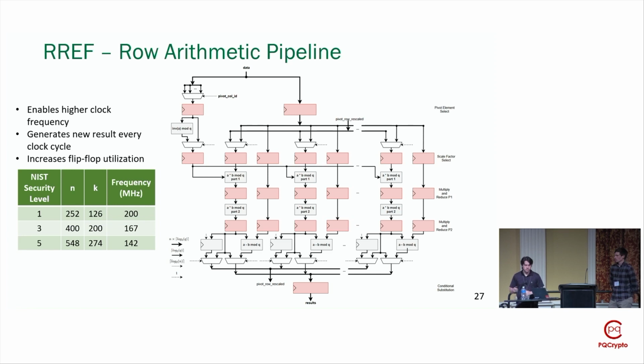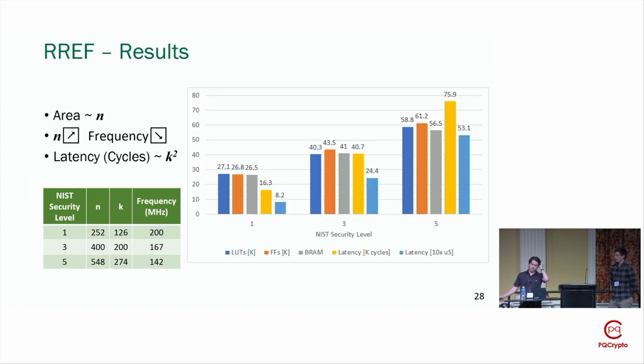And then, yeah, to cover the overall results of the RF operation. Because we have N parallel units operating on a row, the area is directly proportional to N. And because of that N-to-1 multiplexer, as N increases, our frequency will decrease. And then, of course, our latency is predominantly k-squared. The area significantly increases as you go, and you can see that the BRAM utilization, because we have to hold the entire matrix, gets pretty large, up to 56.5. And the latency, of course, is very high in clock cycles.